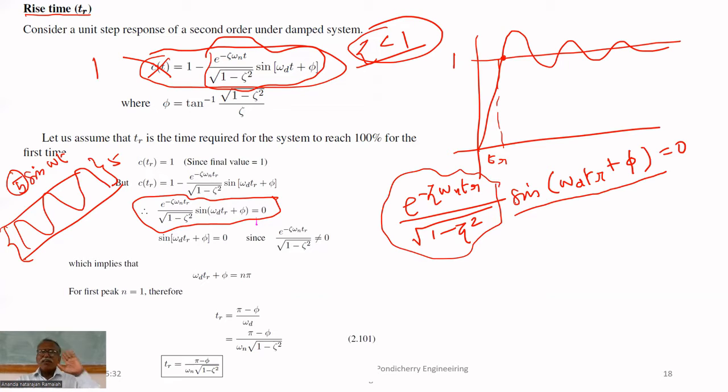The sine signal always oscillates. Even at infinity, it oscillates. It never comes to rest. A sine signal always oscillates.